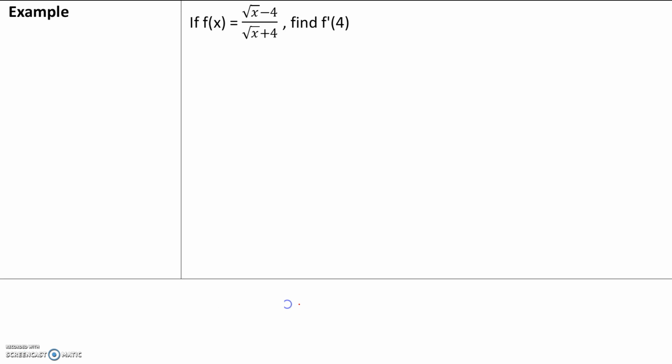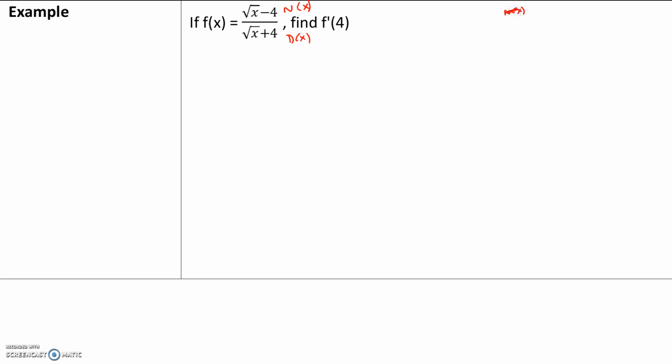And let's do one more example. You have f of x equals radical x minus 4 over radical x plus 4. We want to find f prime of 4. So this is our numerator, that's n of x. This is our denominator, that's d of x. So let's make a little chart.